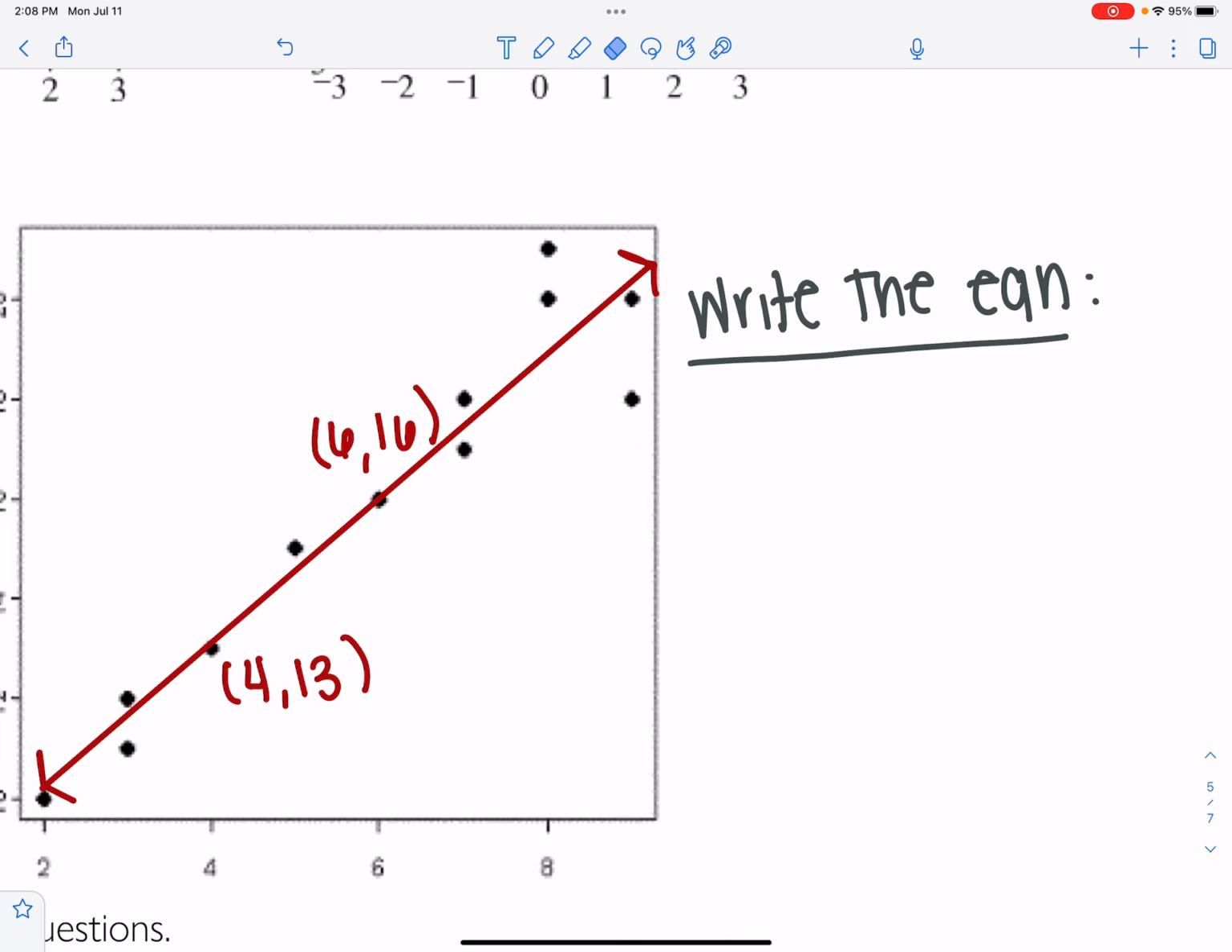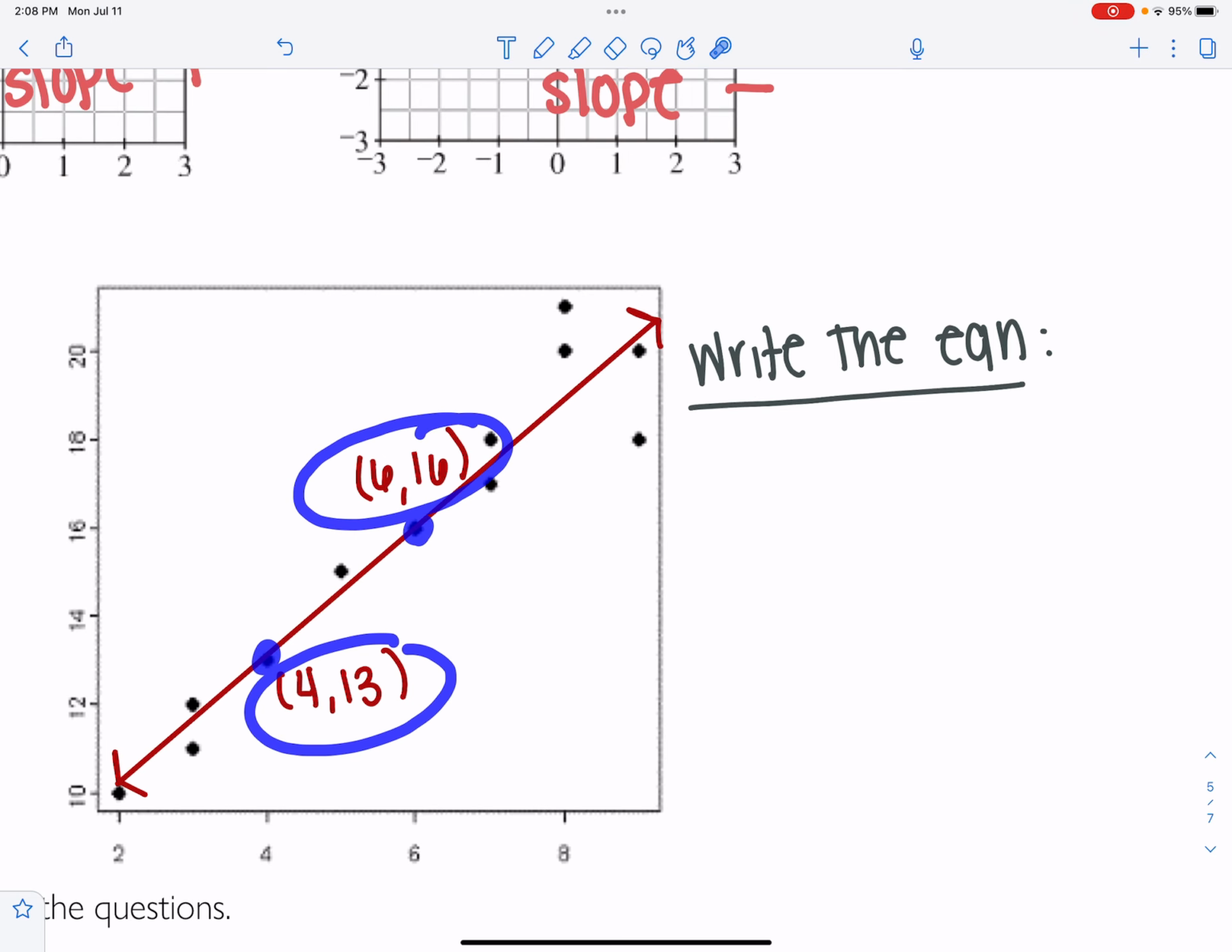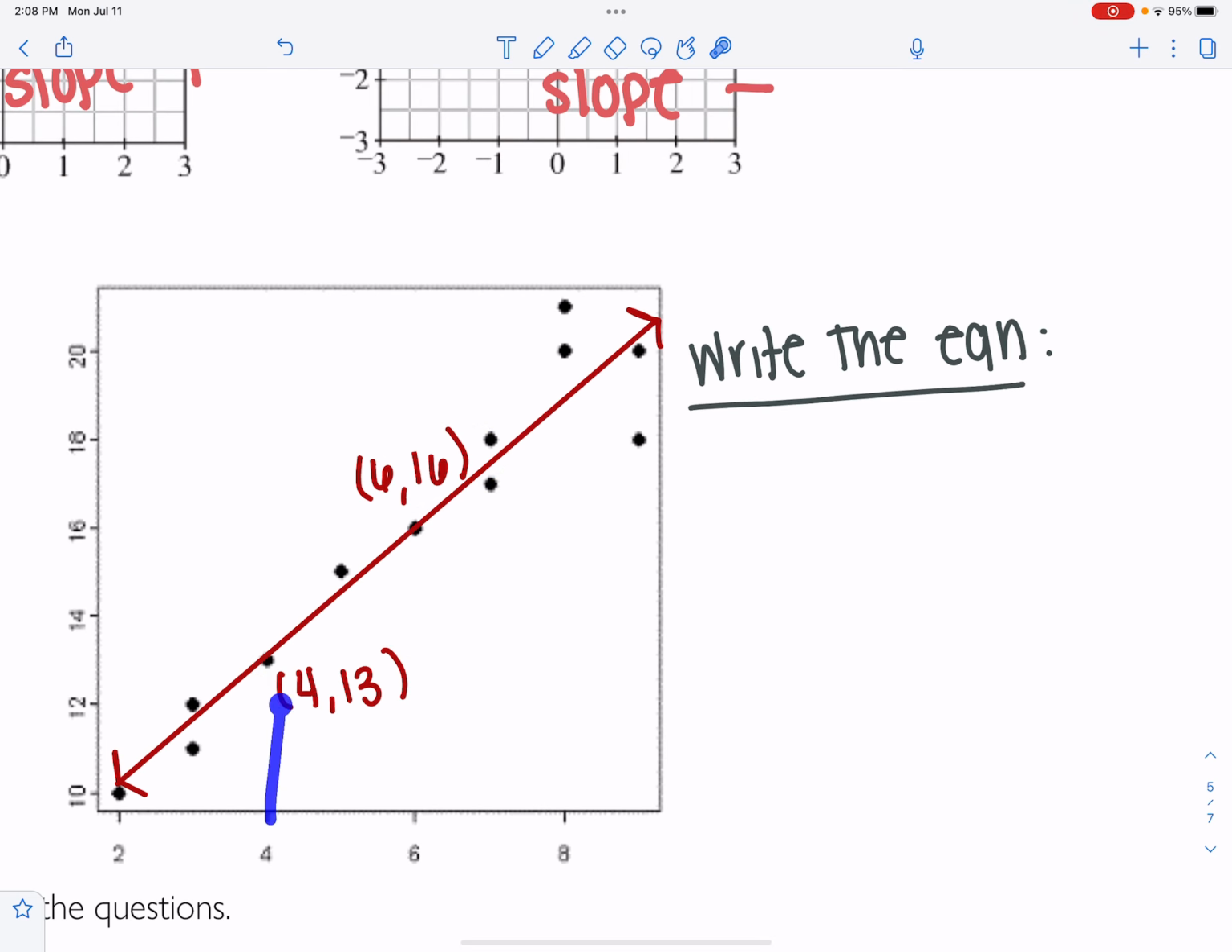But more importantly, I went through and I pulled out 2 points that were on my trend line that I could identify the x and y coordinate easily. So this one is 4, and it looked to be 13 to me. So that's the first point, (4, 13), and then the second point is (6, 16). Okay, so I wrote those down. Now I'm going to use those 2 points to write an equation.